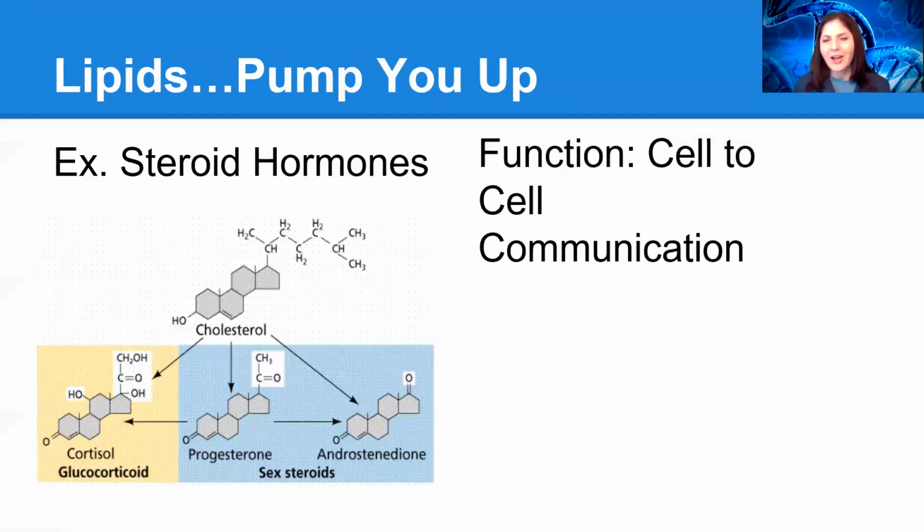So last but not least, as far as different types of forms of lipids, we have steroids and hormones. Pump you up. So steroids and hormones function in cell signaling across the body. So different hormones can be released. We might need to release insulin. We might release adrenaline if we need to go into our fight or flight or fear mode. So we're going to release those hormones from different organs within our body. And again, they function in cell-to-cell communication, but they are also lipids.